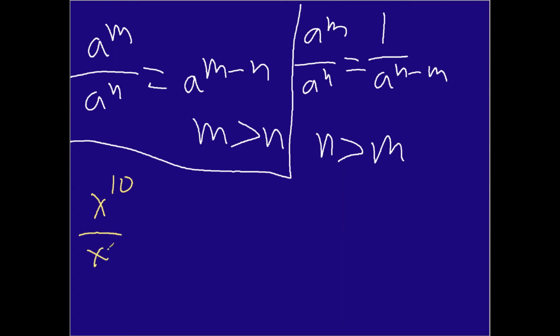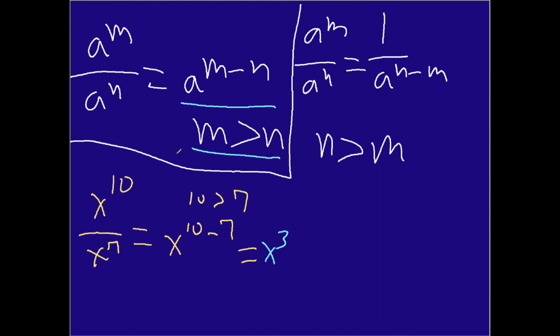Let me make that better. Okay, x to the 7. Now in this particular situation, it is clear that 10 is bigger than 7. 10 is the numerator, 7 is the denominator. So we have x to the 10 minus 7. And so we end up with x to the third power, like so, because 10 minus 7 is 3. Because in that situation, the numerator was larger than the denominator. So in this situation, we use this expression.